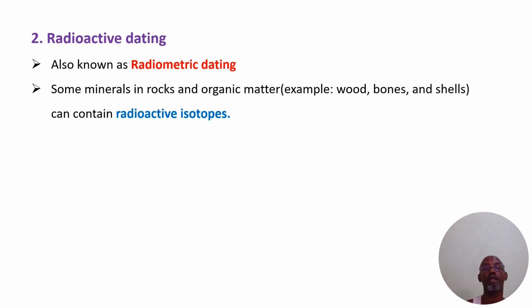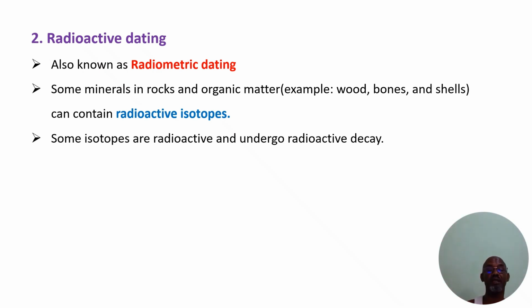What does it mean? That means they release radiation and change into another stable substance, the daughter substance, in a fixed time period. Therefore, if a certain rock or fossil has a radioactive substance inside it, by using these radioactive isotopes or elements, we can measure the age of rocks exactly.